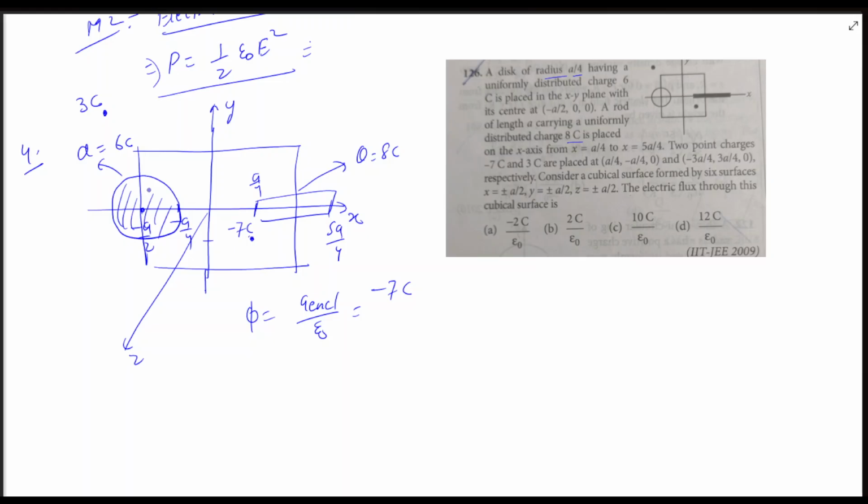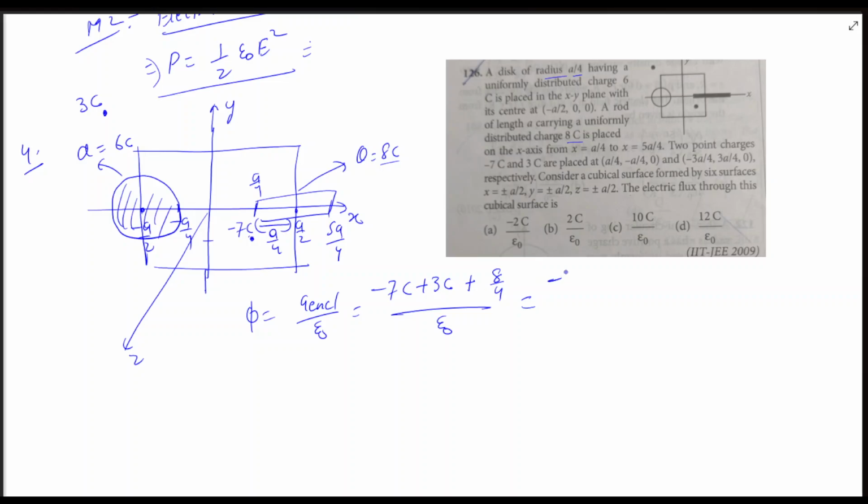From the disk, you see half the disk is outside and the other half is inside. So we will just write 3 coulomb plus. For this, look, this is a by 4, right? Because this point is a by 2. So a by 4 length is inside, which is one fourth. So the charge will be 8 by 4 divided by epsilon naught.